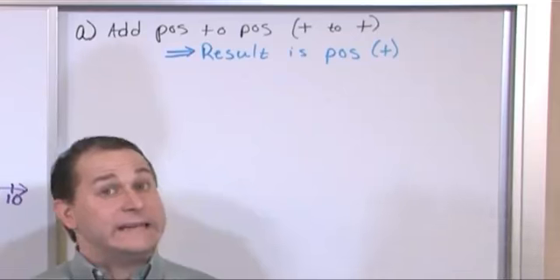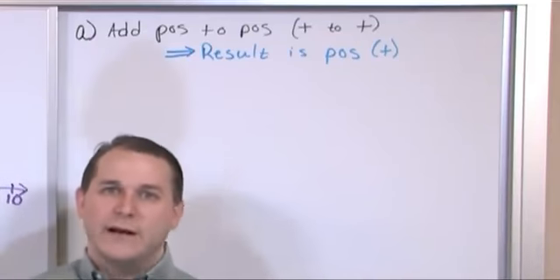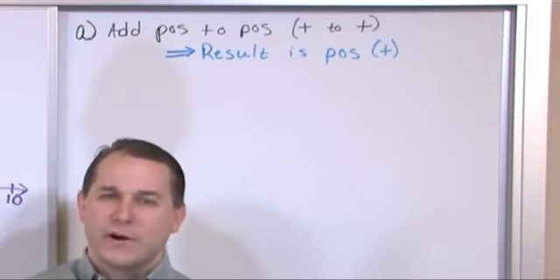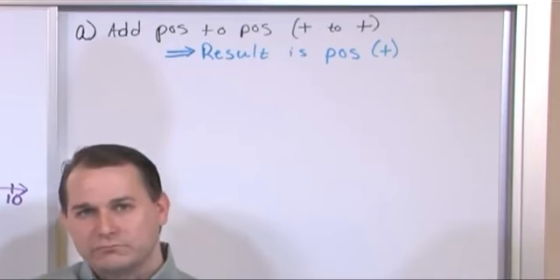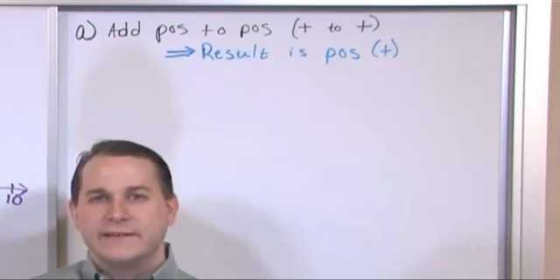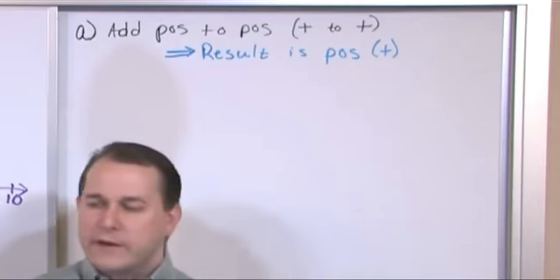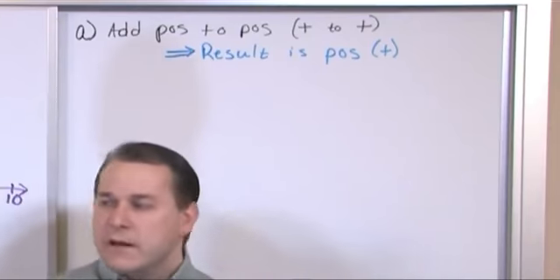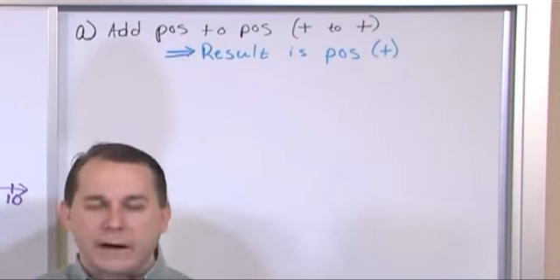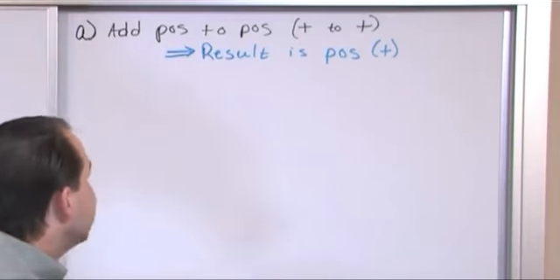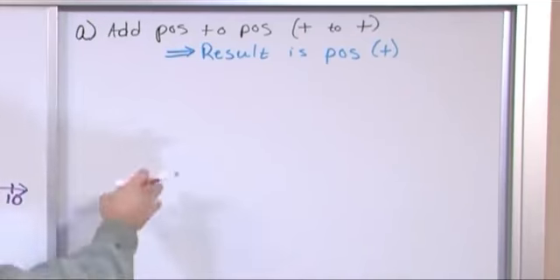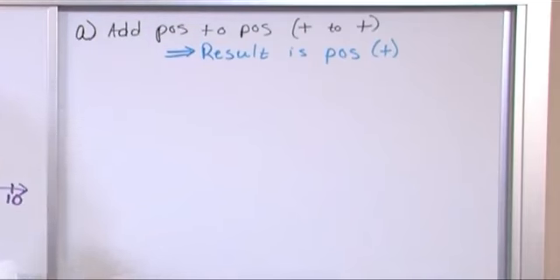Let's look at the easy case, positive plus positive. You know from your childhood that 2 plus 2 is 4, 2 plus 3 is 5, etc. Positive plus positive is always positive. If I have 3 pencils and I add 3 more pencils, then I'm going to get 6 pencils. It's always positive. Positive plus positive gives me a positive number. So congratulations, you already learned how to add some integers together.